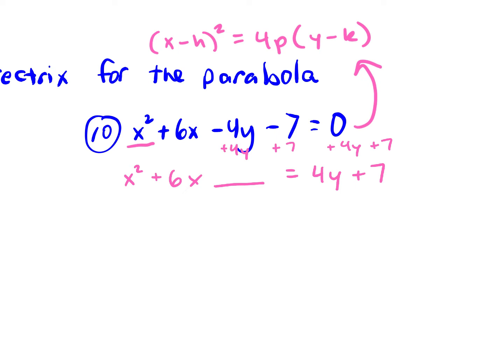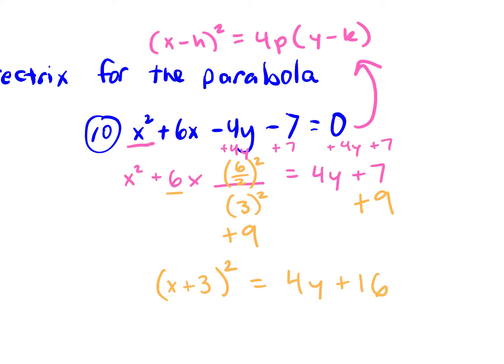All right, so to complete the square now, what's the formula that I use? B over 2 squared, and what's my b here? 6. So 6 over 2 squared. 6 over 2 would be 3, and 3 squared is 9. So in my parentheses squared down here, what do I put? x plus 3 squared. And what else do I have to do? Add 9 to the other side also. So then that's equal to 4y plus 16.